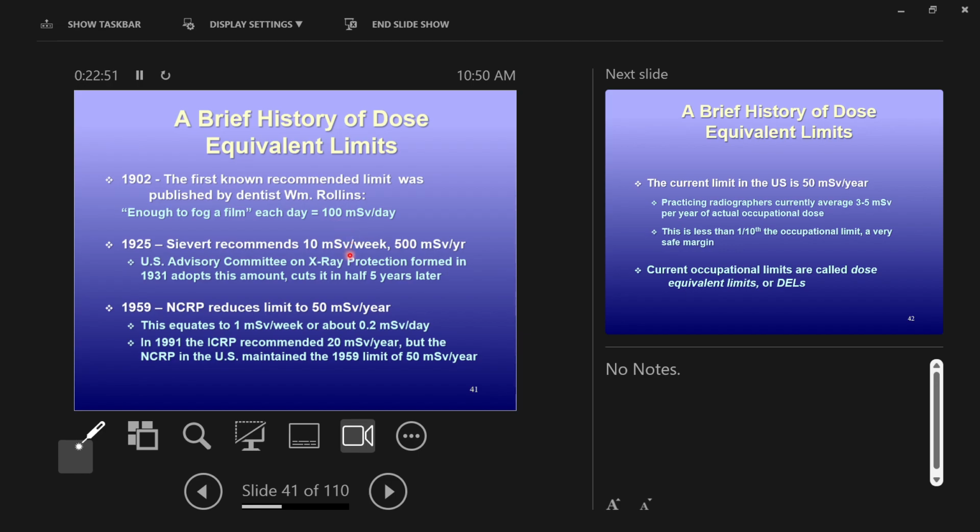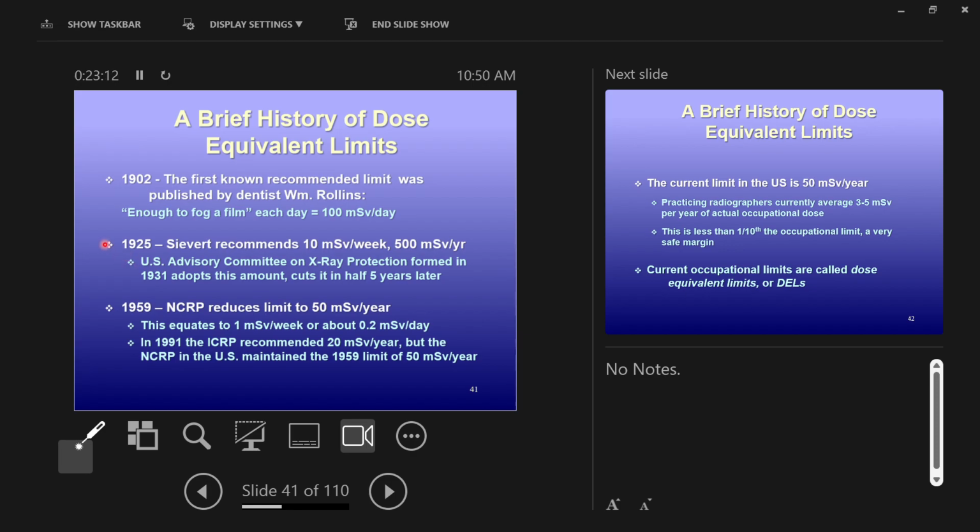Go to 1925, and they're recommending limiting that to 500 millisieverts per year. Not 3.6 sieverts per year, but only 500 millisieverts. So half of 1 sievert per year. We've decreased it roughly 6 or 7 times by now, okay? So we're decreasing now. We're saying, all right, 1925, we got our stuff together a little bit.